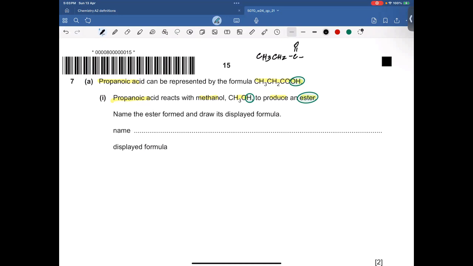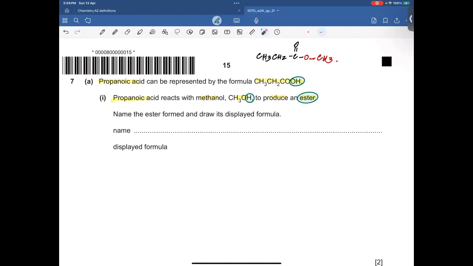And then after that, the alcohol part we will write in such a way that the bonding of this carbon is with this oxygen. That's what I have instructed you in the class. And oxygen with CH3. So that's the structure of an ester when propanoic acid and methanol react together.